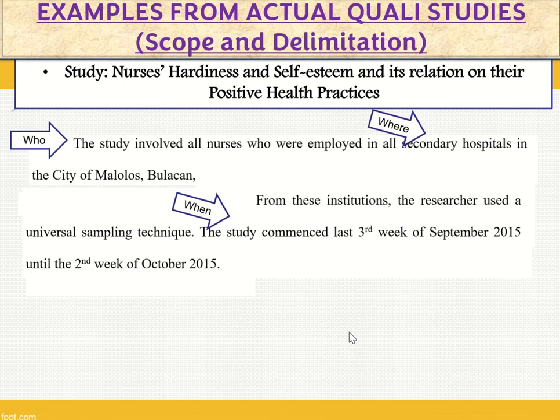To continue, again, under scope and delimitation, who will be the respondents? All nurses who were employed in all secondary hospitals in the city of Malolos, Bulacan. So you have here the who, and this is the where. Secondary hospitals in the city, Malolos, Bulacan. And then when the study is conducted, it commenced last third week of September 2015 until second week of October 2015. And again, since this is just a proposal for you, it should be in future tense. Okay, future tense, scope, and delimitation.